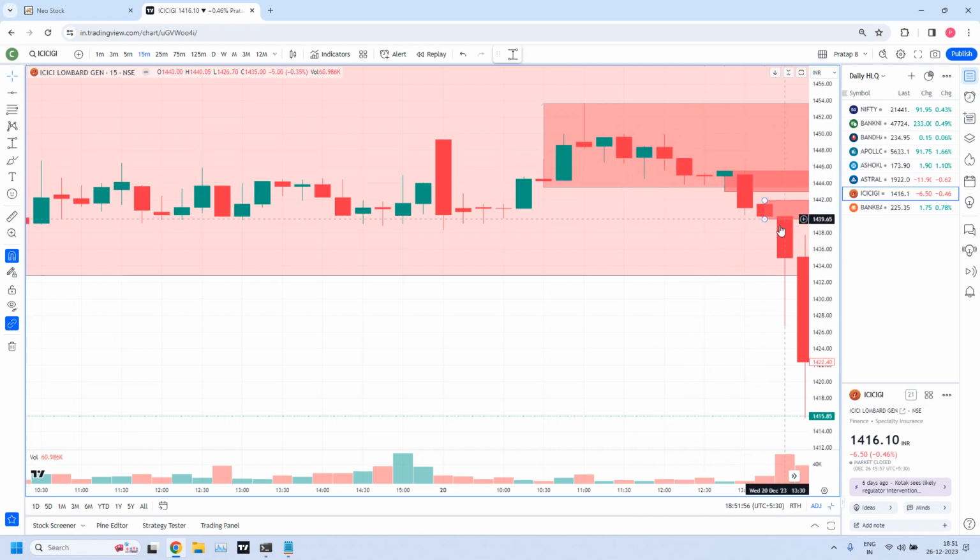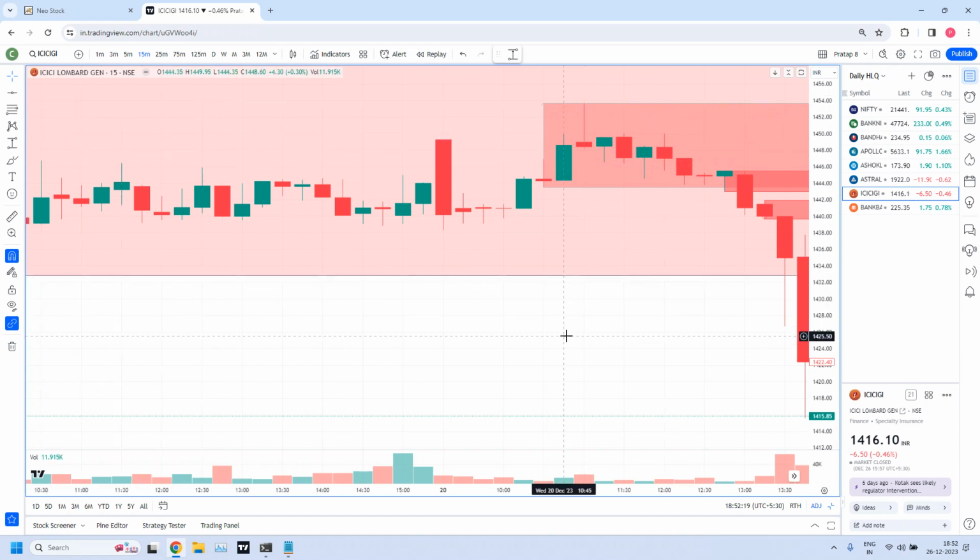But below that, there is one more 5 minute zone. This 5 minute zone is not inside the 75 minute zone. This is a 15 minute zone. This 15 minute zone is not inside the 75 minute zone. And moreover, this 15 minute zone is inside the daily high liquidity zone.